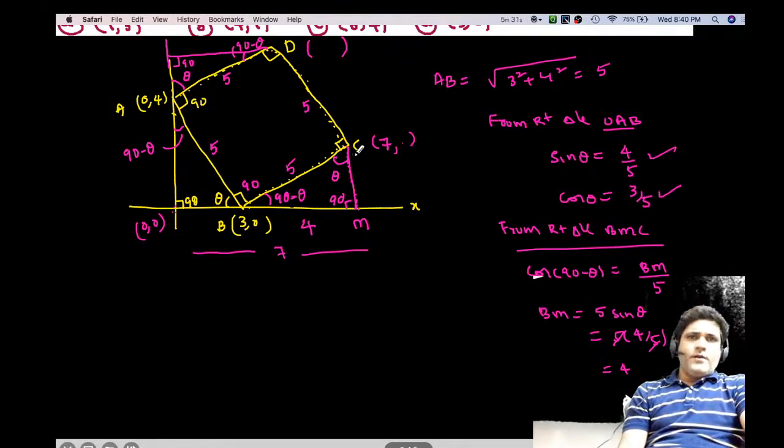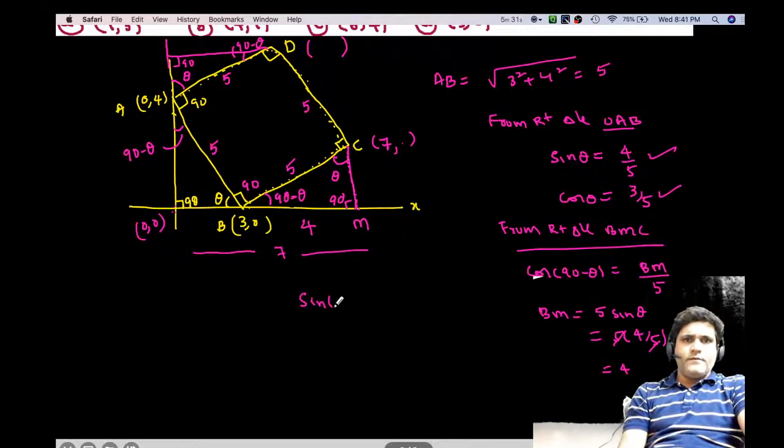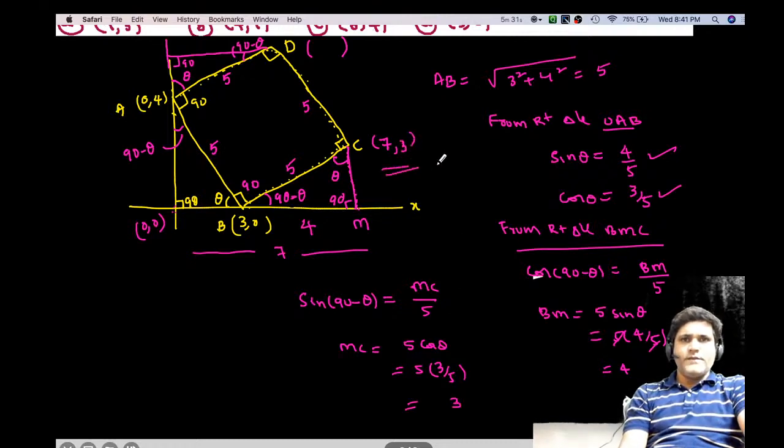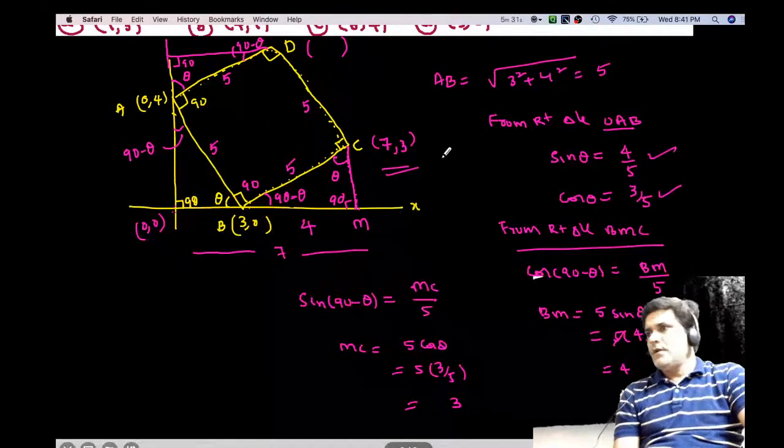Similarly the y coordinate. To find the y coordinate, we need to use sin theta, as the opposite side is contained in sin theta. Sin theta is equal to MC by 5. That is MC is equal to 5 cos theta, that is 5 into 3 by 5, that is 3. Therefore 7 comma 3. The coordinates of C are 7 comma 3. So this is the method actually.